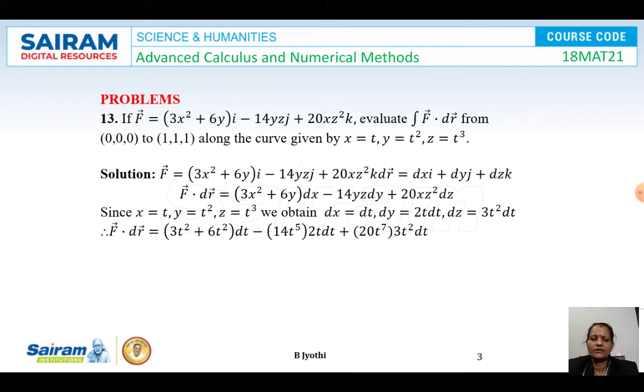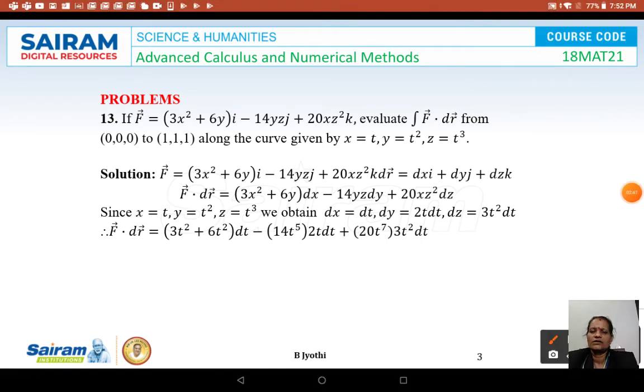Problems. If F is equal to (3x squared plus 6y) i minus 14yz j plus 20xz squared k, then evaluate the integral of F dot dr from (0, 0, 0) to (1, 1, 1) along the curve given by x equals t, y equals t squared and z equals t cubed.